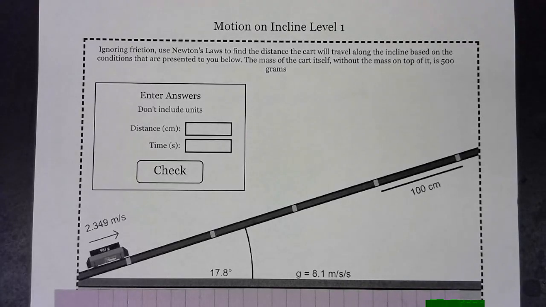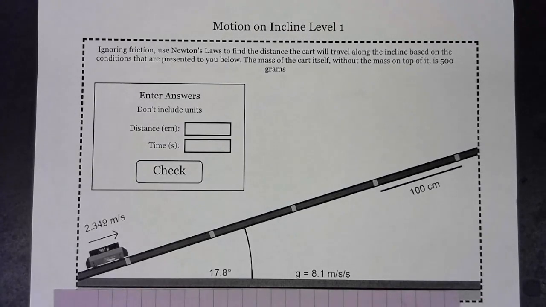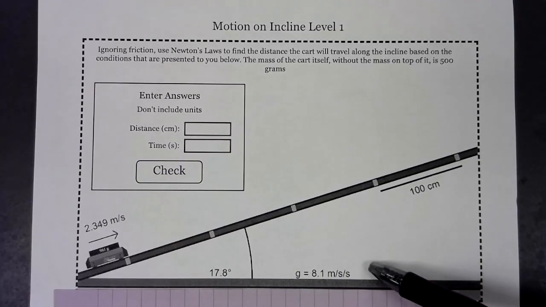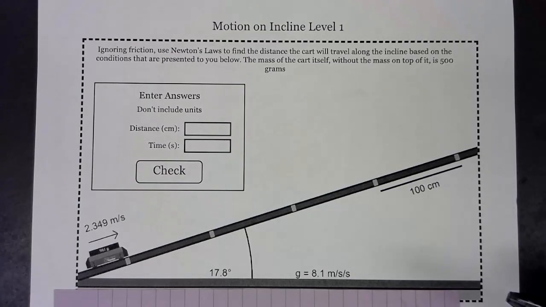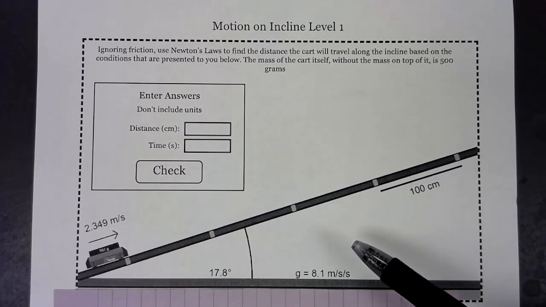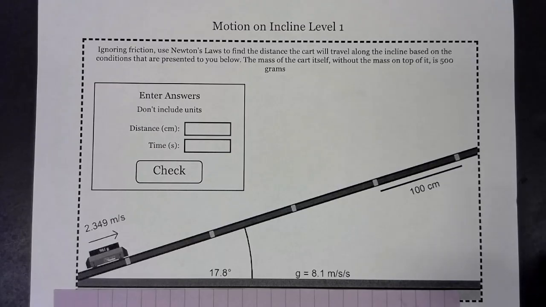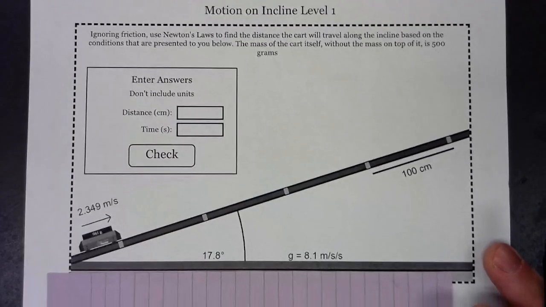And we're back. It's time to sort it out once again. We have motion on an incline. We have a cart given an initial velocity. We know the angle of the ramp. We know little g. And our task is to find the distance that the cart will travel along the ramp, as well as the time it takes to do that.